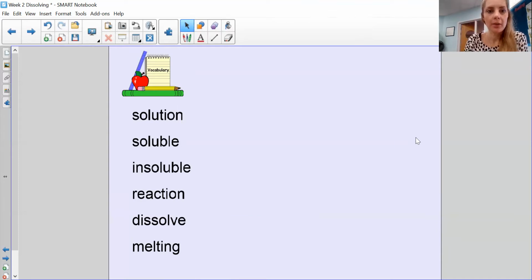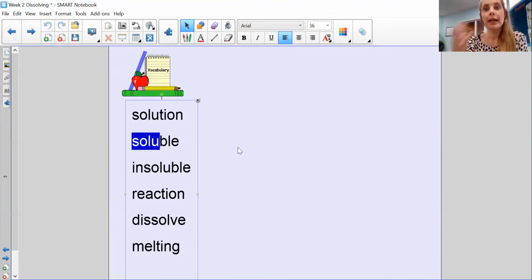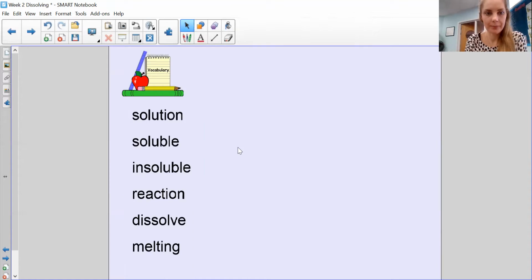And if you think about the word solution, here we go, you can see that those first 4 letters and these first 4 letters are the same. So when you're creating a solution, it's obviously when something can dissolve, and insoluble would be the opposite of that. It won't be able to.